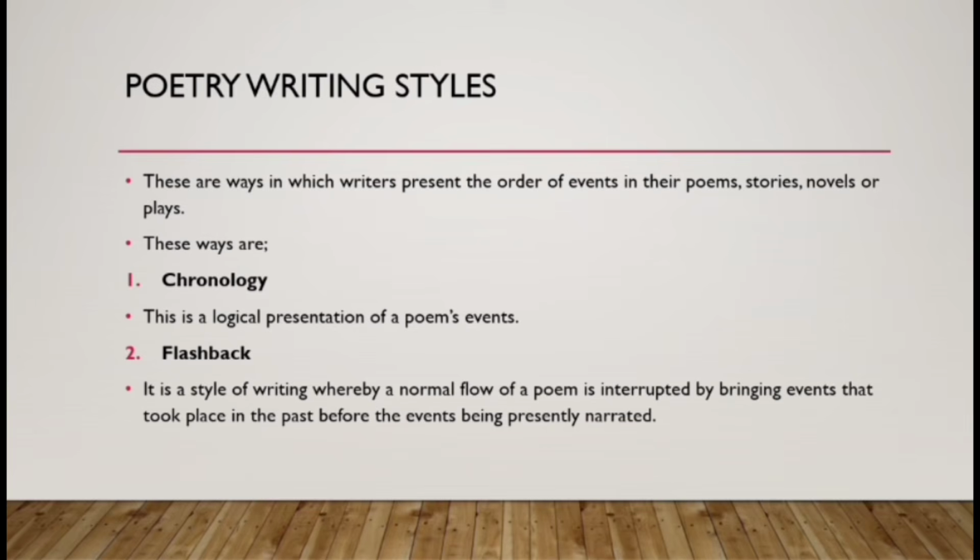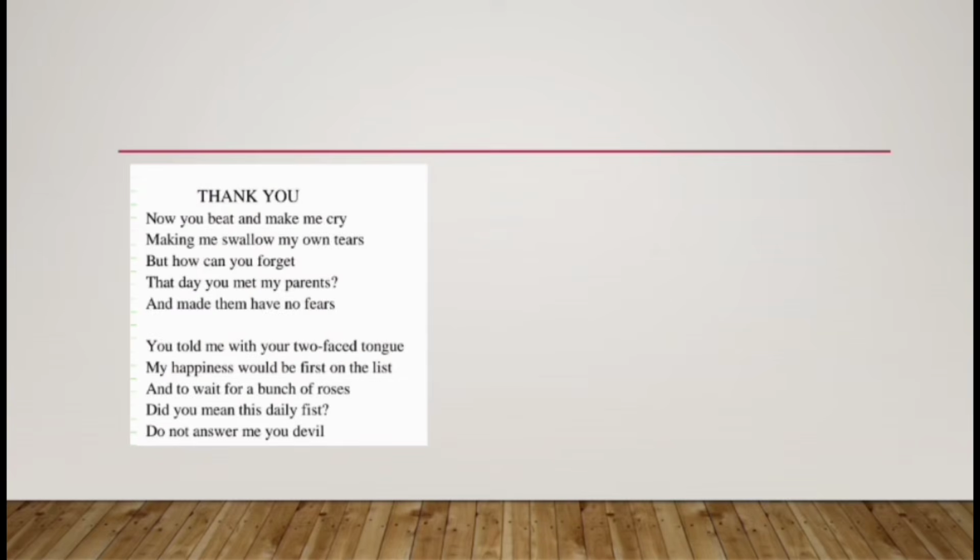We also have flashback. It is a style of writing whereby the normal flow of a poem is interrupted by bringing in events that took place in the past, before the events being presently narrated. This is the most common way of writing and makes the poem sound extraordinarily nice. This kind of style mostly begins at the climax and goes back. Let us look at the following poem written in a flashback style.